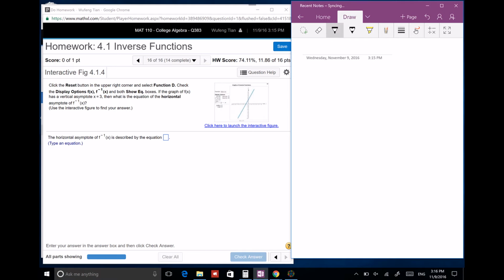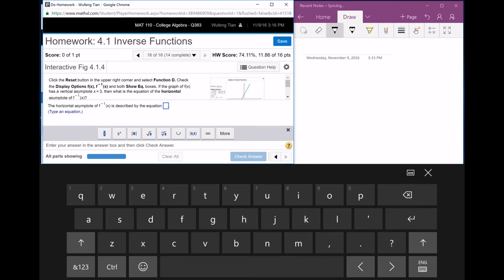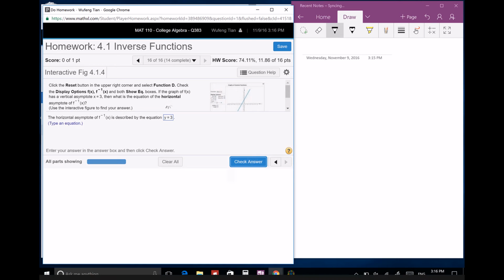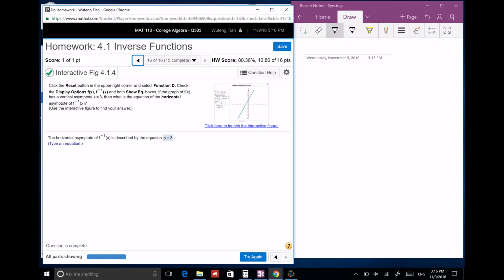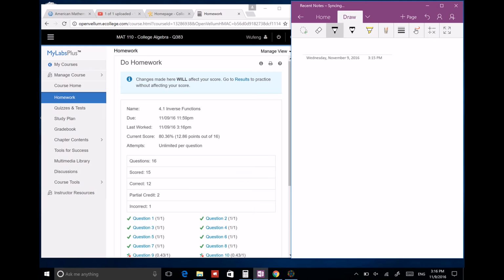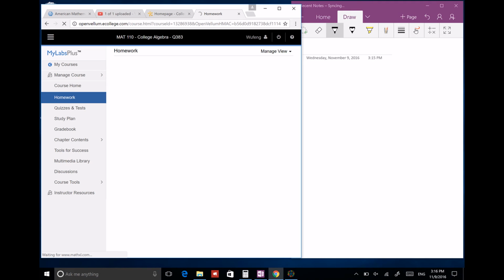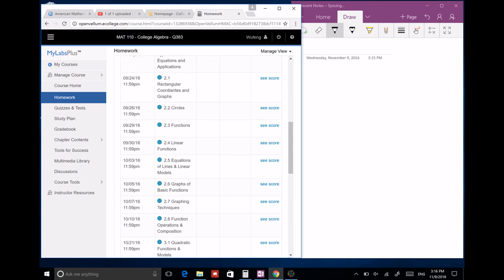It has a vertical asymptote x equals 3. What is the equation of the horizontal asymptote? The horizontal asymptote is y equals 3. Okay, so that's the whole homework. Let's continue on to the next one, which is 4.2.